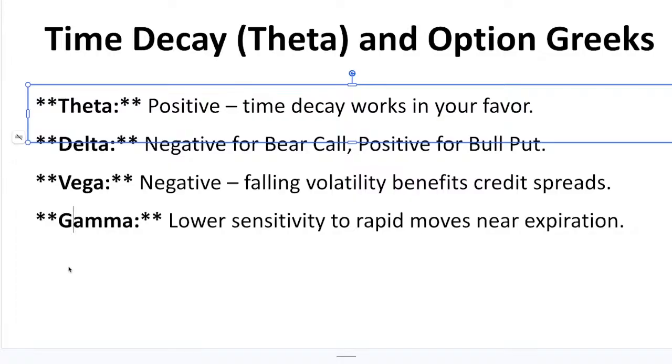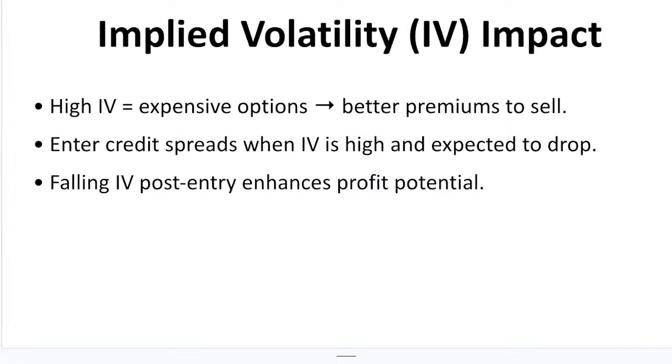So Gamma, lower sensitivity to rapid movement near expiration. Okay, so the lower, the better, because you want it to expire worthless. You don't want it to expire near the money, at the money. No, you want it to be far, far away as much as possible. A good distance, I would say.